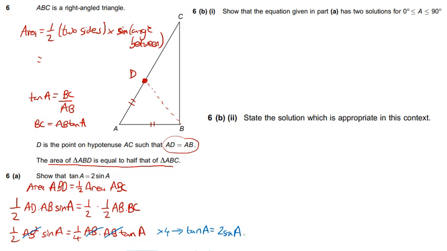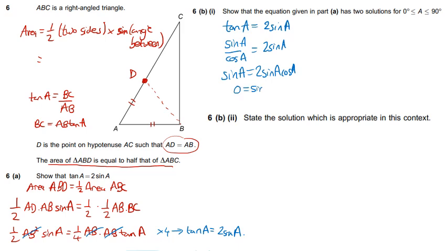B part 1, show that the equation given in part A has 2 solutions. Okay, so let's start again here. So tan A equals 2 sine A. Well, tan A we know is sine over cosine of A. We cross multiply that, we get that. And then if we move the sine A across and factorize, we get 0 equals sine A into 2 cos A minus 1.